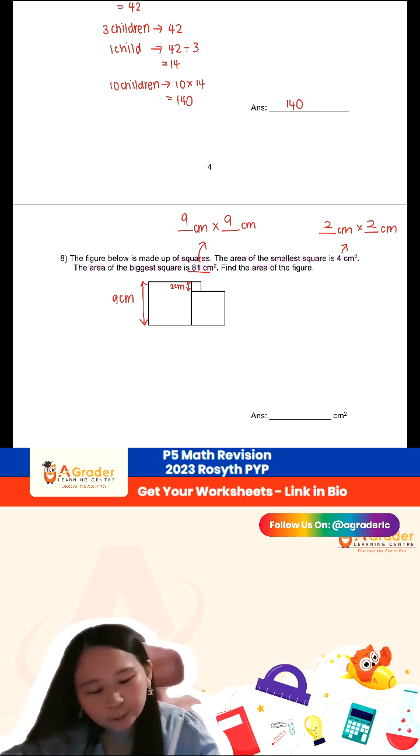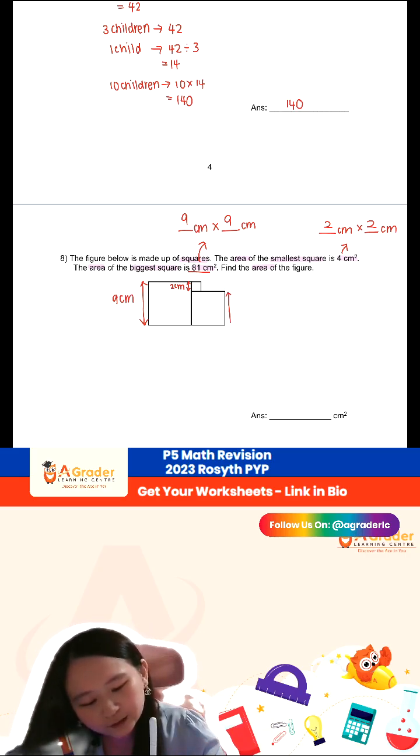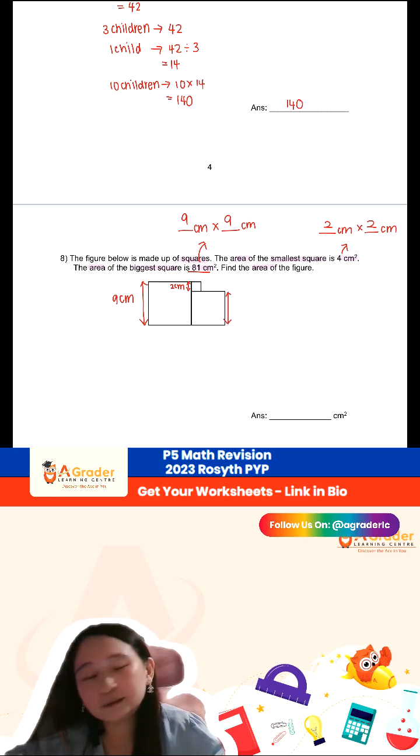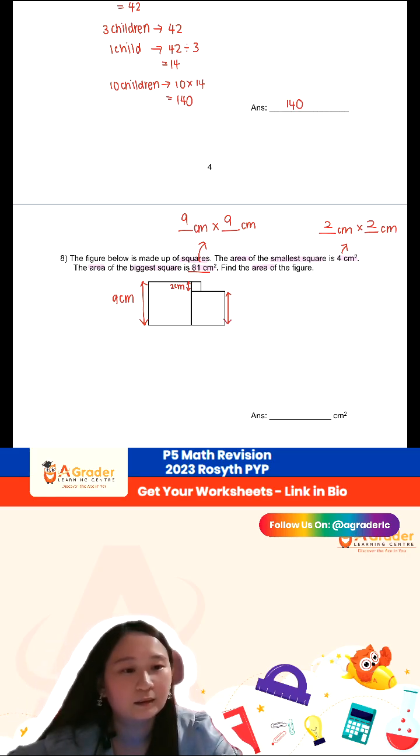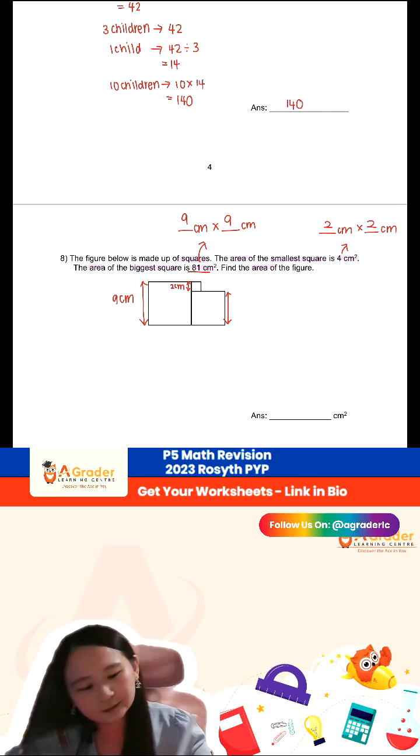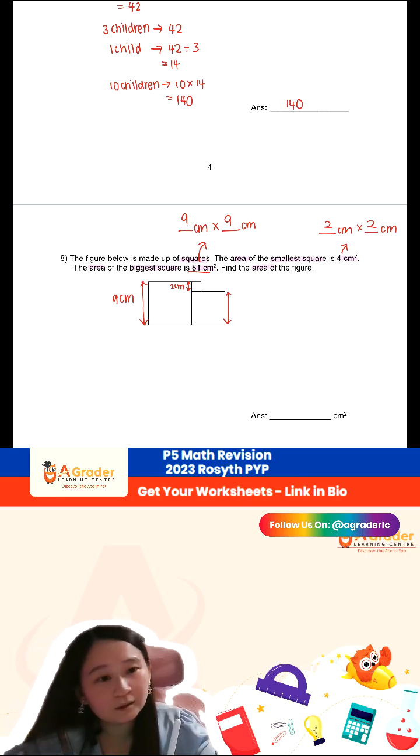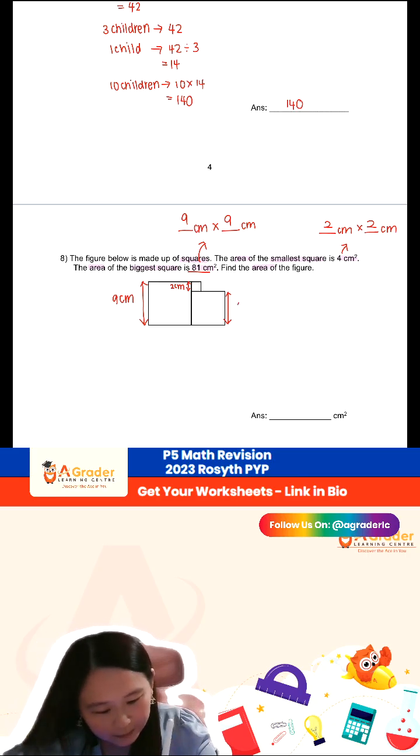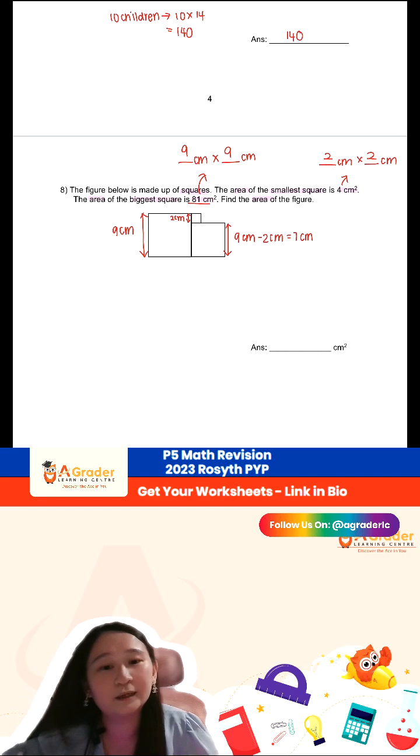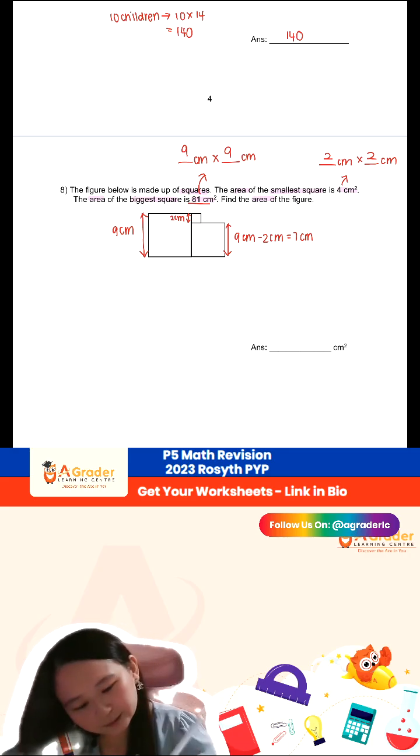Okay, so you can see from here, we can find the length of the medium-sized square. Yep, correct. So to find the length of the medium square, we take 9 cm minus 2 cm. Okay, then with that, we can find the area of the medium square.